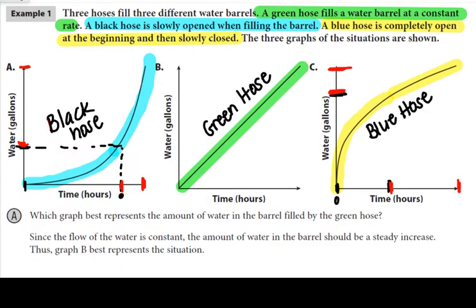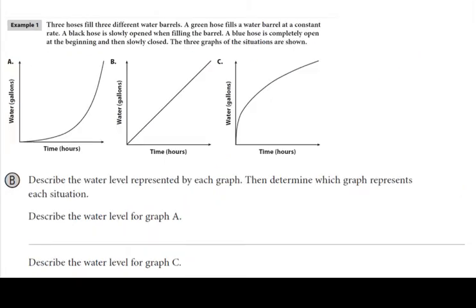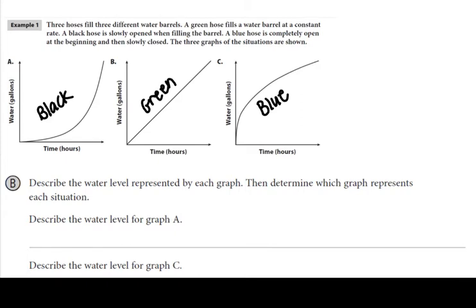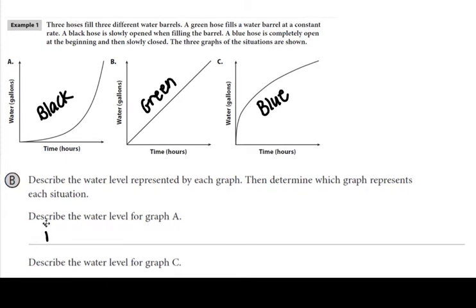Let me go back quickly here. Black, green, and blue. I'm just going to rewrite that. This is the black hose. This is the green hose. And this is the blue hose. Describe the water level for A. Well, graph A, the water level changes slowly. It increases slowly. So it increases slowly. Then very quickly.